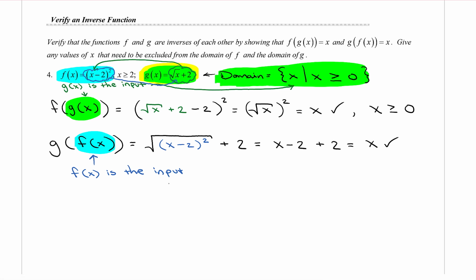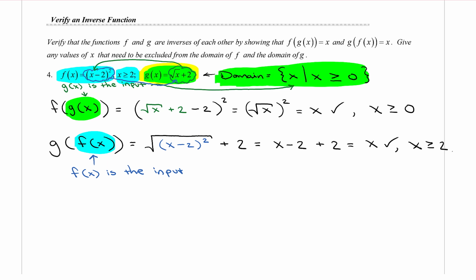So they told us already. They said x has to be greater than or equal to 2. So we're going to use whatever they told us was the domain for that function. So I'm going to write here, comma, x is greater than or equal to 2. Excellent. So I believe that's all they were asking for here.